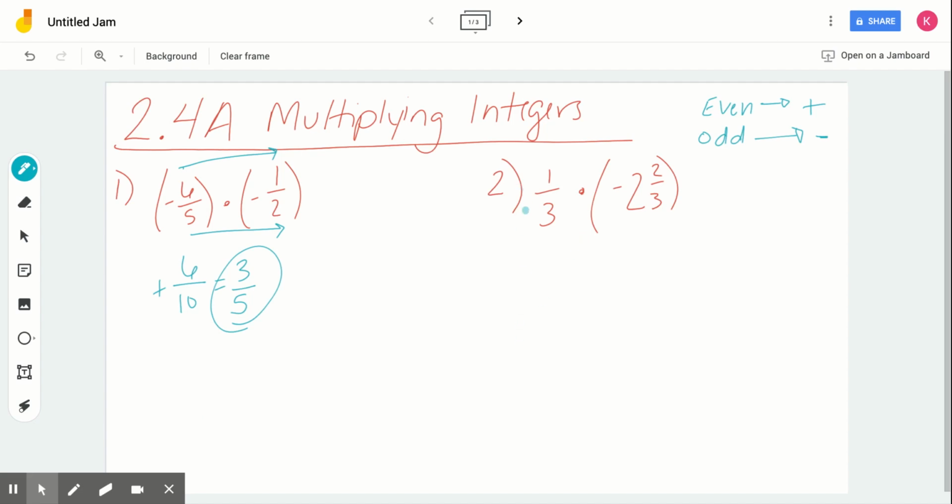For number 2, before we can start and multiply, we have to snowball the mixed number and change it to an improper fraction. So go ahead and give this one a try and come back when you're ready to try it together.